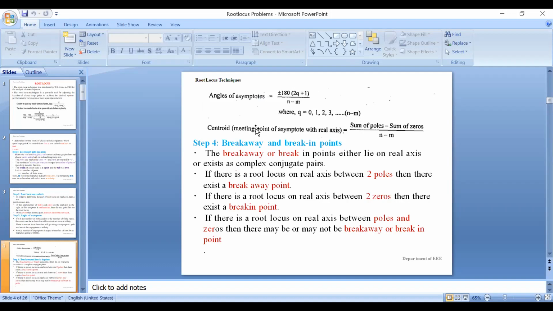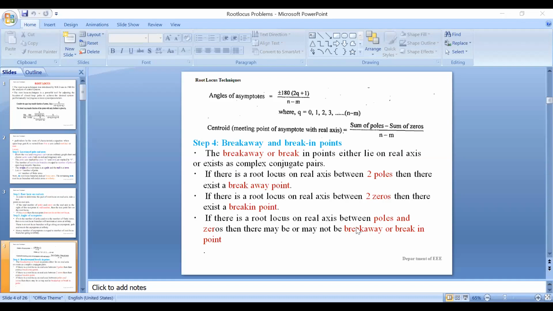Coming to breakaway and break-in points. When do they exist? If you have two poles, there will be a breakaway point. If you have two zeros, there will be a break-in point. If you have a root locus branch in between a pole and a zero, a breakaway or break-in point may or may not exist. Find out.